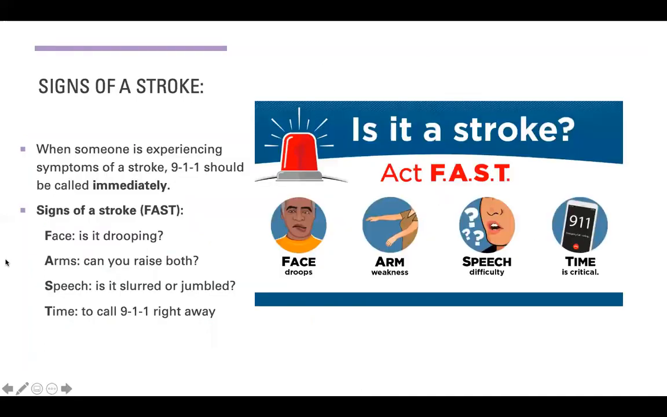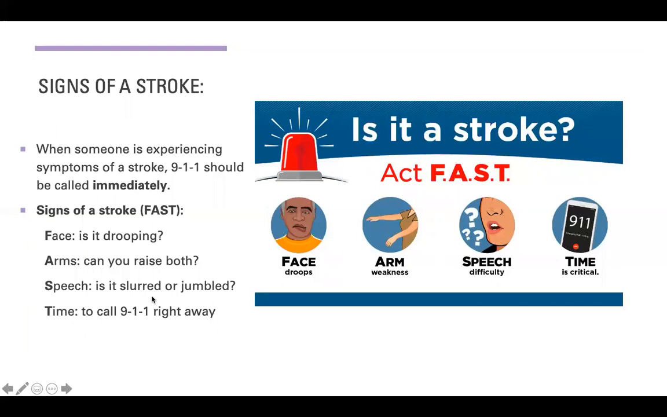So, signs of a stroke. When someone's experiencing symptoms of a stroke, 911 should be called immediately. There's this acronym FAST. Is the face drooping? Stroke can kind of affect your muscles. Often people will lose control of one side of their face depending on where the stroke occurred. Strokes affect your ability to move your shoulders. So if you're unable to raise your arms, you might be having a stroke.